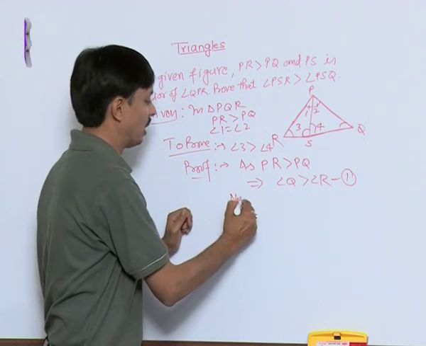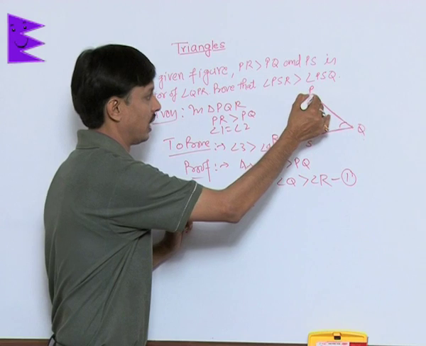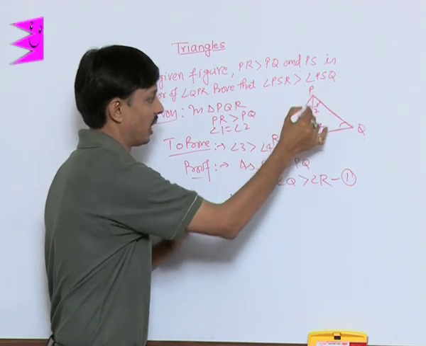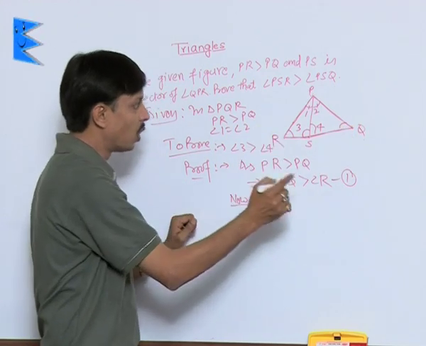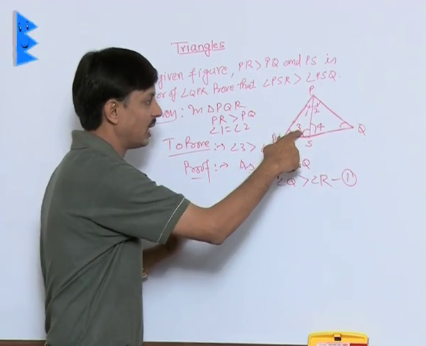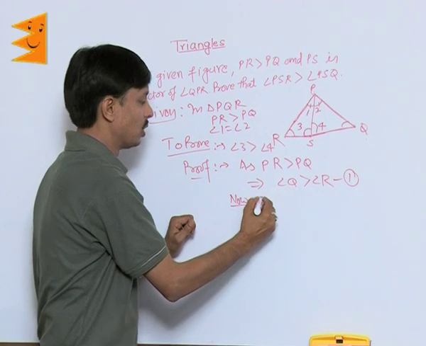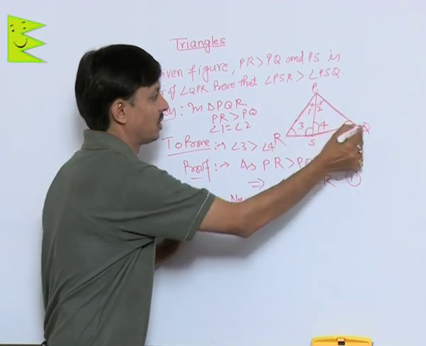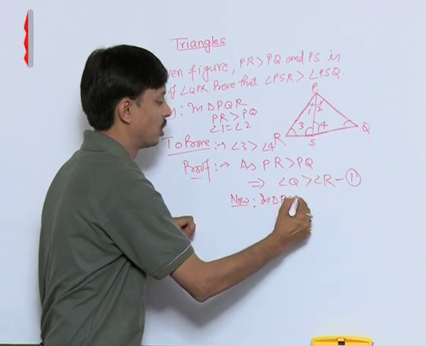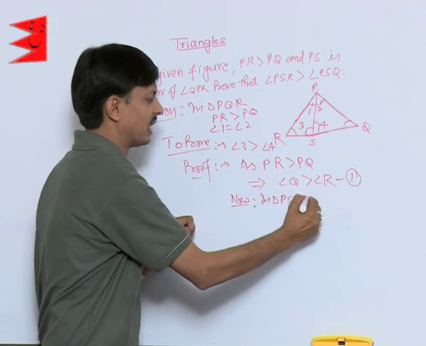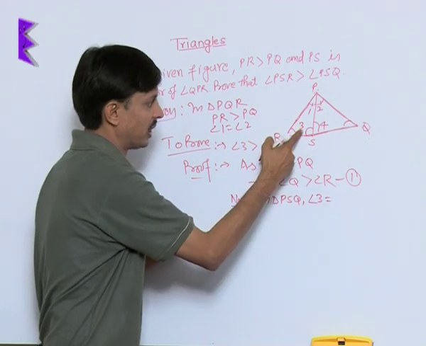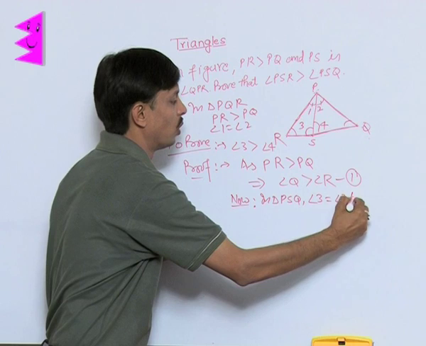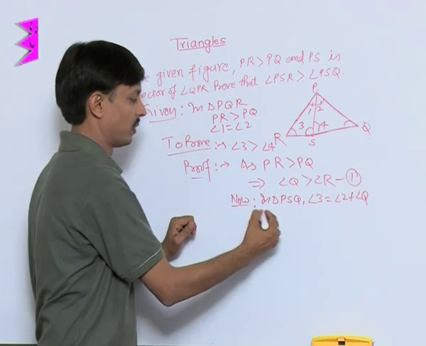Now I want to tell you that in triangle PSR or in triangle PSQ, if you notice, angle 3 is the exterior angle. So I can say now in triangle PSQ, I am taking first PSQ, angle 3 is the exterior angle. So exterior angle is equal to the sum of two opposite interiors, that is angle 2 plus angle Q.